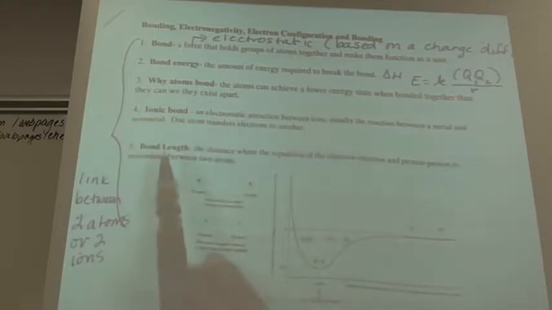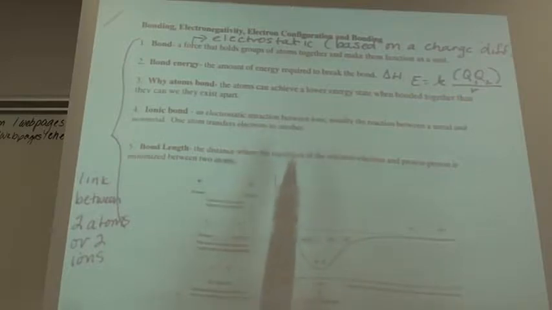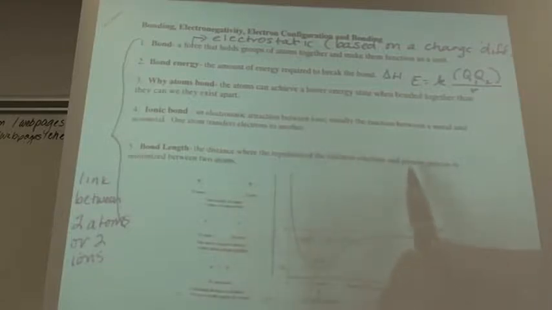Okay, each bond has a characteristic length, and that length is the distance between the atoms that we're talking about, where the repulsion of the electrons to the other electrons and the repulsion of one nucleus to the other nucleus is minimized between the two atoms. Here, look.